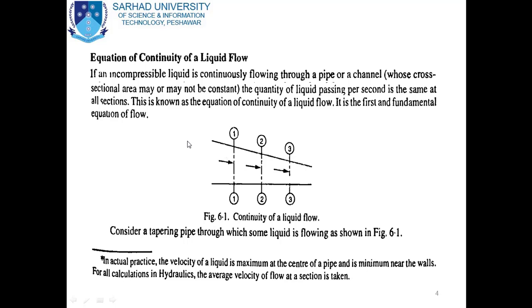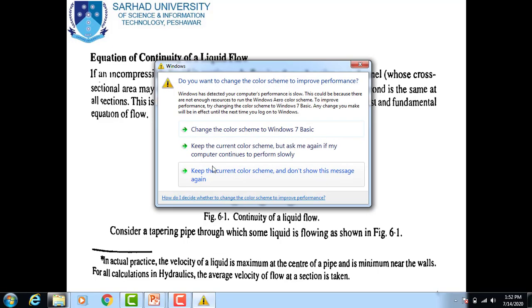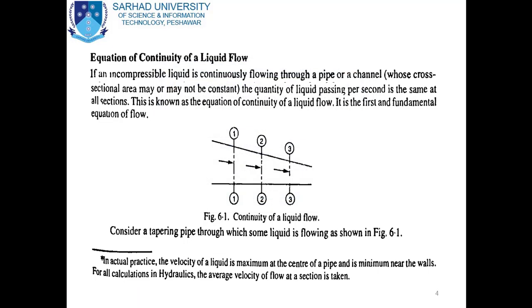Here is a note: in actual practice, the velocity of a liquid is maximum at the center of the pipe and is minimum near the walls, and this is because of the friction between the walls and the liquid. For all calculations in hydraulics, the average velocity of flow at the section is taken.